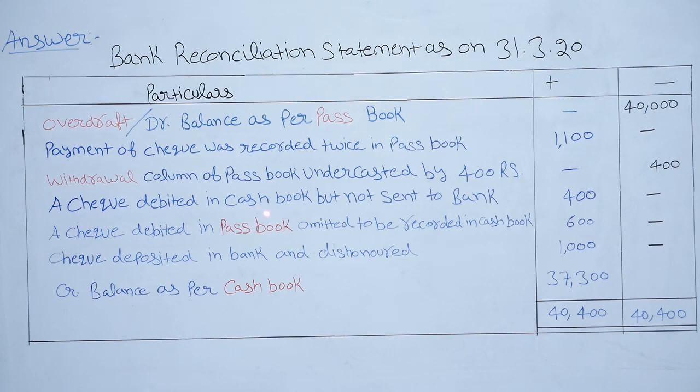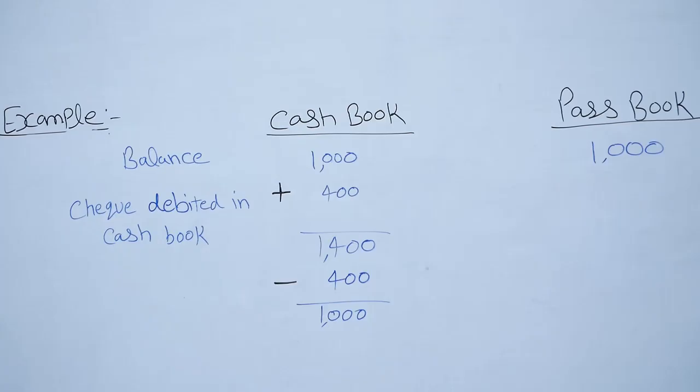Withdrawal column of passbook undercasted by 400 rupees, it will come in the minus item. A check debited in cash book but not sent to bank. Suppose cash book balance 1000, passbook balance 1000. Check debited in the cash book 400 rupees. It means check must have added in the cash book, but check not deposited in the bank. Therefore bank didn't add 400 rupees.